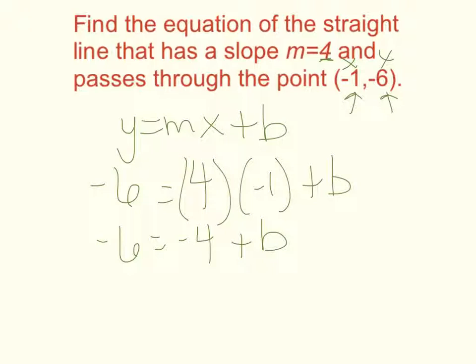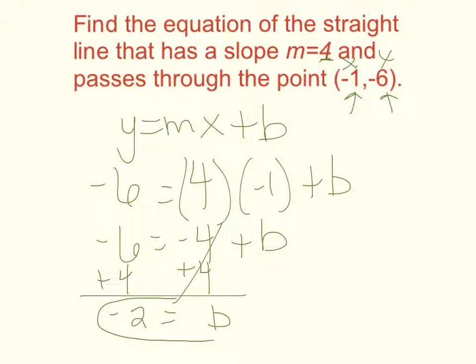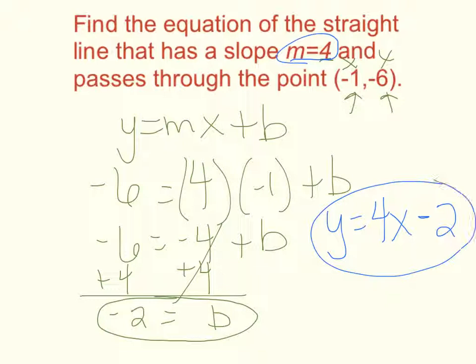Solving a simple one-step equation, we want to move this -4 to the other side, and the opposite of -4 is +4. So you get b equals -6 plus 4, which gives me -2. So that means that my b is -2. So whenever I go to rewrite my equation, I know that my m was 4, y equals 4x, and my b is -2, so minus 2. That is my equation of the line, and that is it.